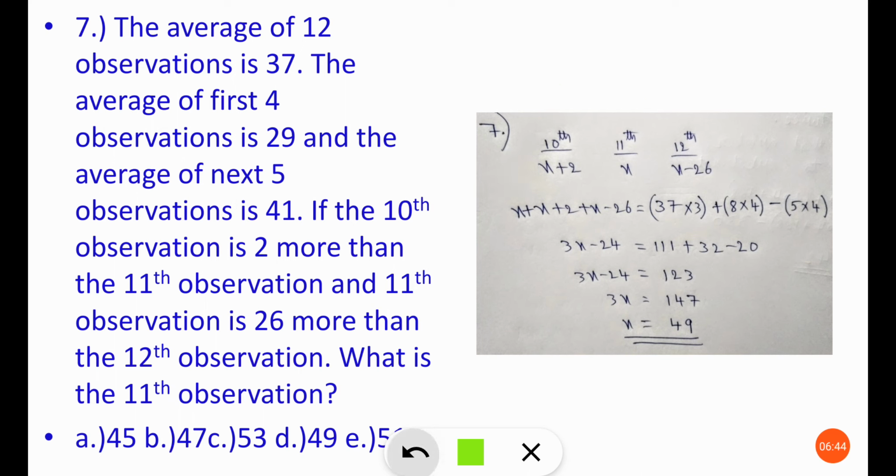We will add all these, x plus 2 plus x minus 26. Next, 37 into 3, because we don't know these 10th, 11th and 12th observations, they are assumed as 37. That's why we have written 37 into 3 plus 8 into 4. There are 4 numbers which are 8 less than the normal average. That's why we have written minus 8 into 4. Again, there are 5 observations which are 4 more than the normal average. So we have written plus 5 into 4. And after the simplification, we get 3x minus 24 equal to 123, 3x equal to 147, x equal to 49. 11th observation is 49. Option D is the right answer.